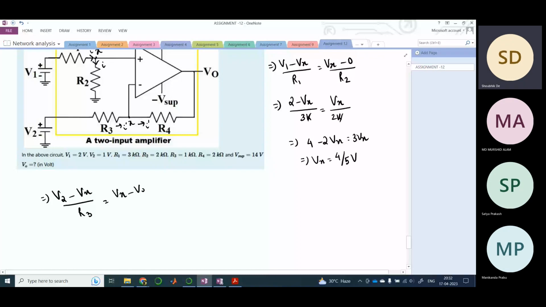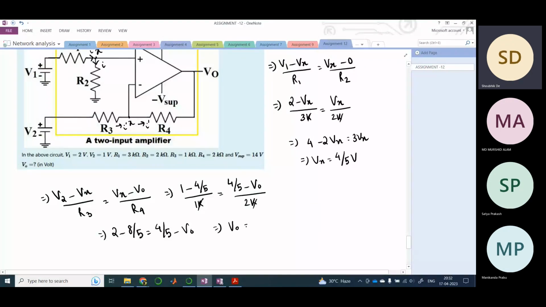So 2 minus 4 by 5 is equal to... R3 is how much? It is 1k and this is 2k. Sorry, 4 by 5 minus V0 by 2k. So this is 2 minus 4 by 5, 4 by 5 minus V0. So V0 is 8 by 5 plus 4 by 5 minus 2.